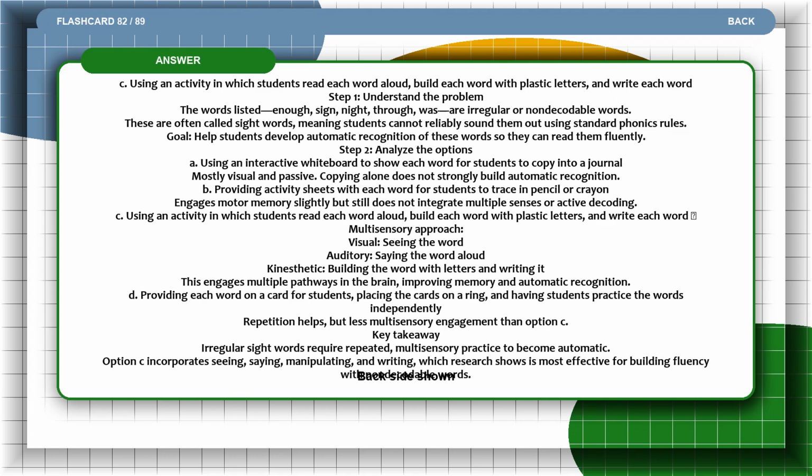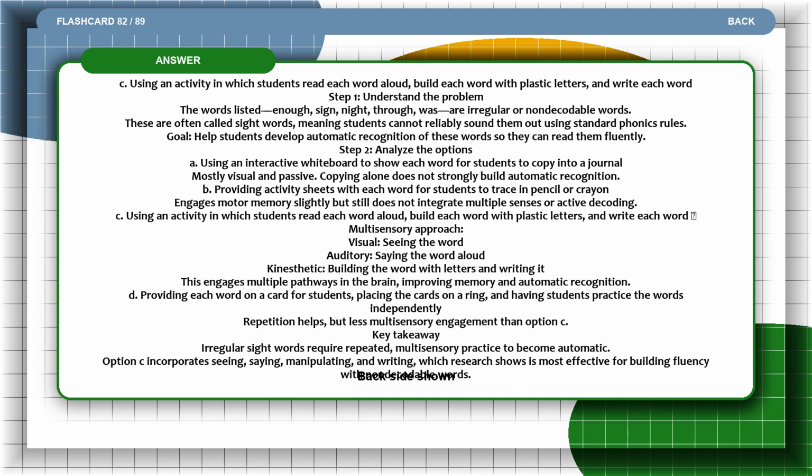The answer is C. Using an activity in which students read each word aloud, build each word with plastic letters, and write each word. Step 1. Understand the problem. The words listed, enough, sign, night, through, was, are irregular or non-decodable words. These are often called sight words, meaning students cannot reliably sound them out using standard phonics rules. Goal: help students develop automatic recognition of these words so they can read them fluently.